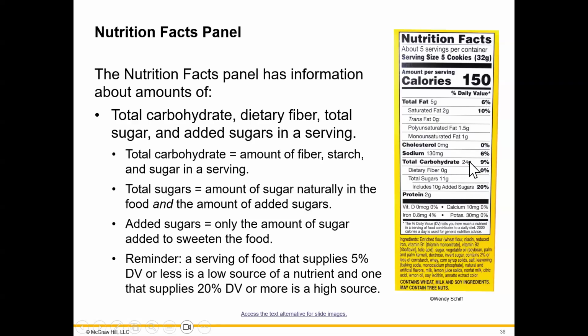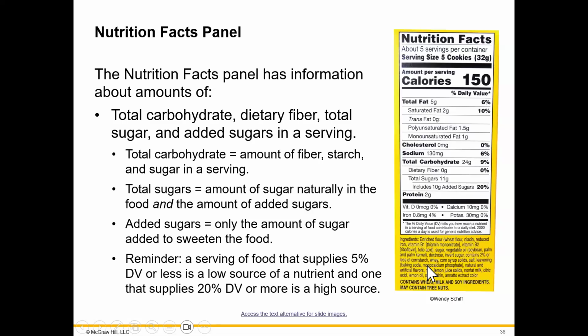I tell my patients to look at this total carbohydrate number, and that's per serving, by the way. So for these 5 cookies, you're getting 24 grams of carbohydrate. And of that 24, about half of it, a little less than half, is in the form of added sugars, which makes sense because it's a cookie. It also makes sense when you look down here at the ingredients on the label.